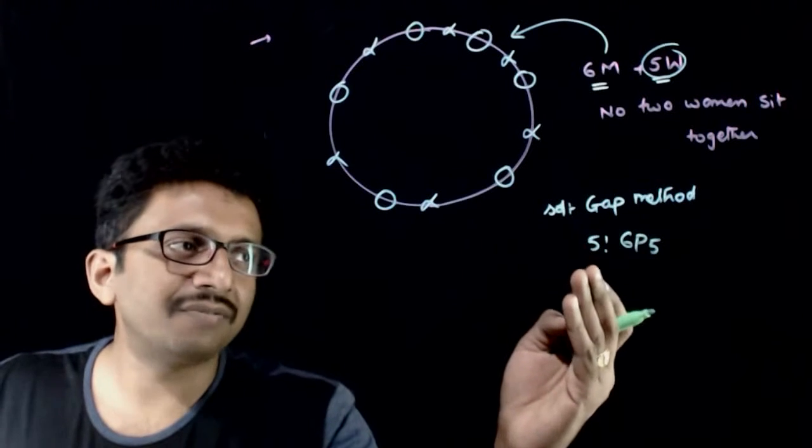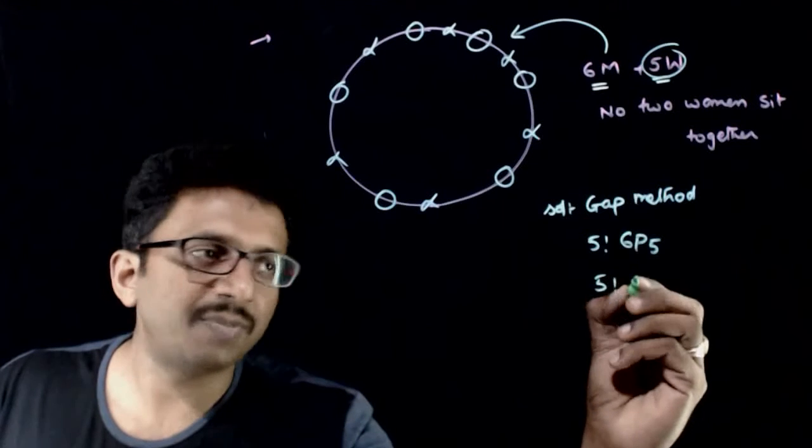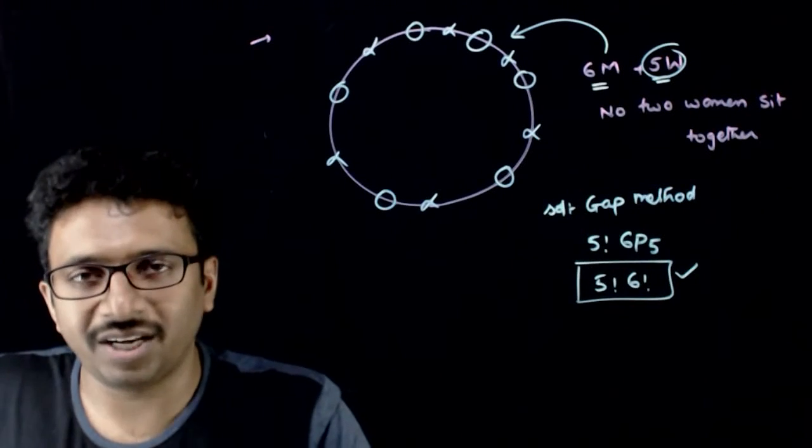So the total number of ways is 5 factorial into 6P5. That is 5 factorial into 6P5, which is the same as 6 factorial. So this will be the total number of arrangements.